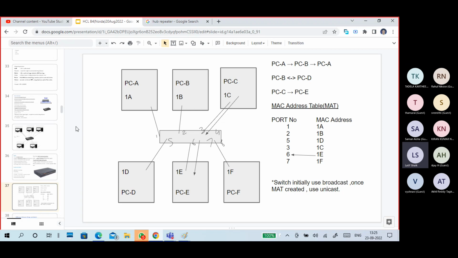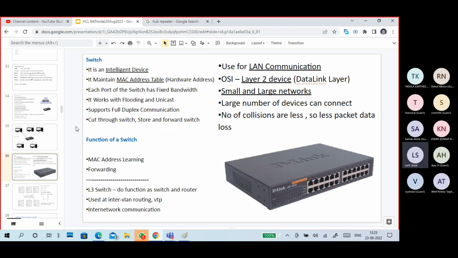Similarly, for example, PCB wants to send a packet to PCD. The packet is sent to the switch. The switch checks the destination MAC address. It is 1D. 1D is mapped to port number 5. Then the packet is directly sent to port number 5, and PCD will get the packet. So this is the use of the switch.